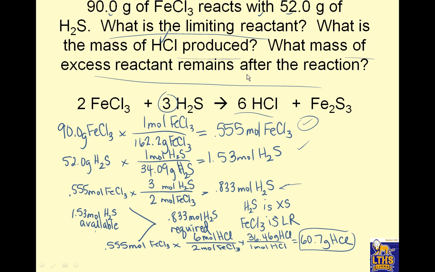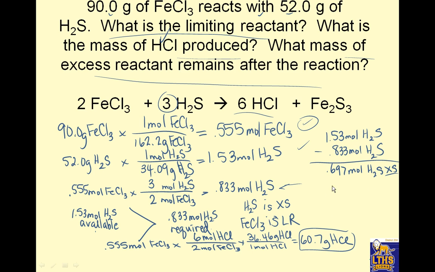Hey, what's the third? What mass of excess reactant remains after the reaction? Okay, well, we know H2S is in excess. We know 0.833 moles of H2S gets used. So I can say, well, if I have 1.53 moles of H2S available, I'm going to use up 0.833 moles of H2S. That was the required amount. What do I have left over if I subtract those two? 0.697 moles of H2S left over.